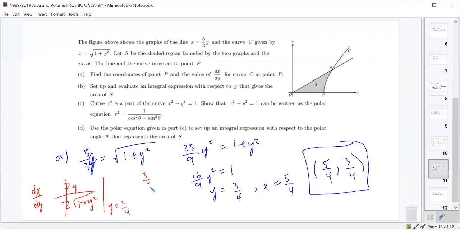So that's 3/4 over the square root of, I'm going to correct that as 16/16 plus 9/16. That's going to be 25/16. Square root of 25/16 is 5/4, which should give us 3/5. So that's 2 points for that and 1 point for that. Everybody good there with part A?